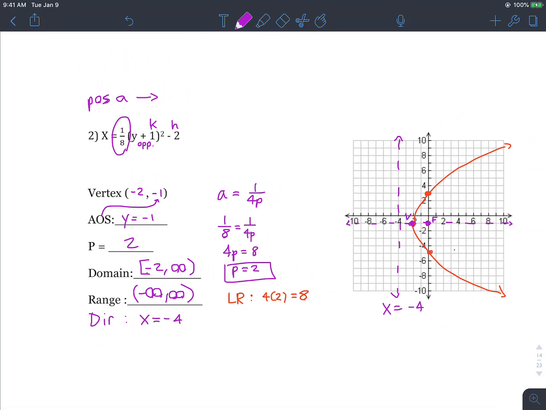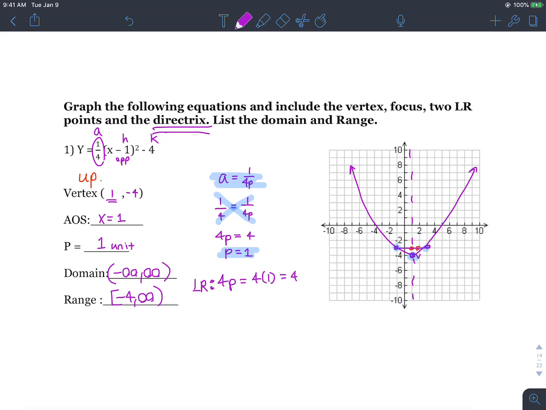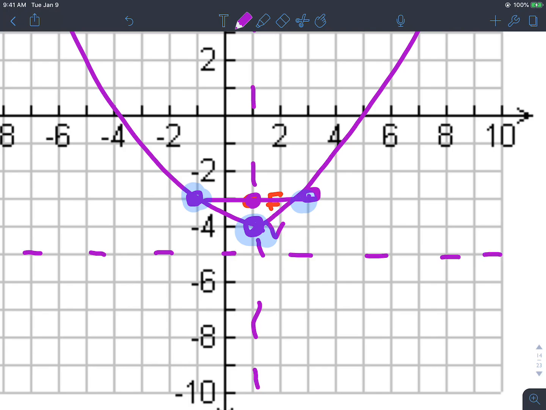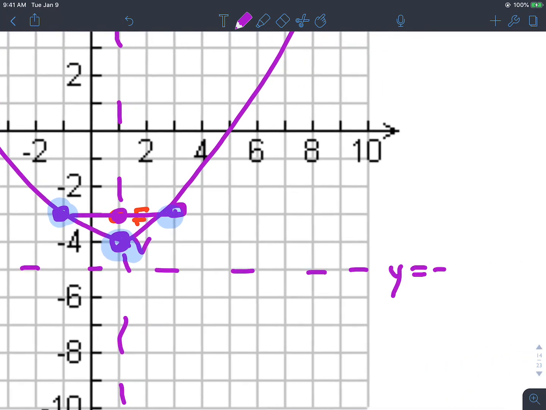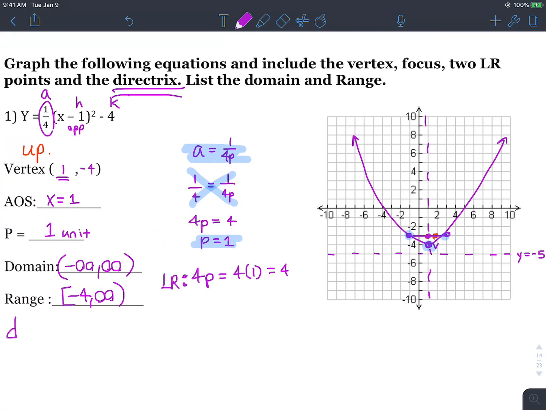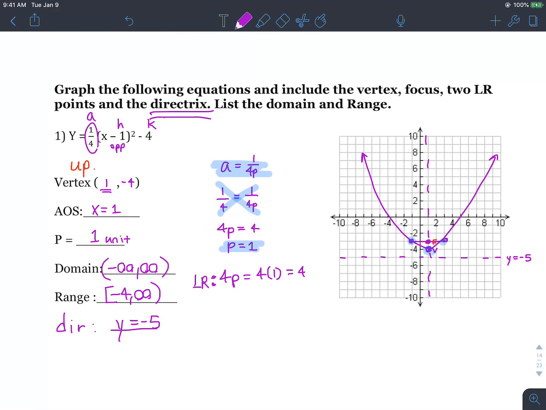Let's go back and get the directrix here on this previous problem. So let me go back here. P was 1 unit, so if your focus is 1 unit away from your vertex, then your directrix needs to be 1 unit away from your vertex as well, which looks like it's through the line y equals -5. And then let's go add that in. That's the directrix. Usually we'll abbreviate it DIR. That's y equals -5.